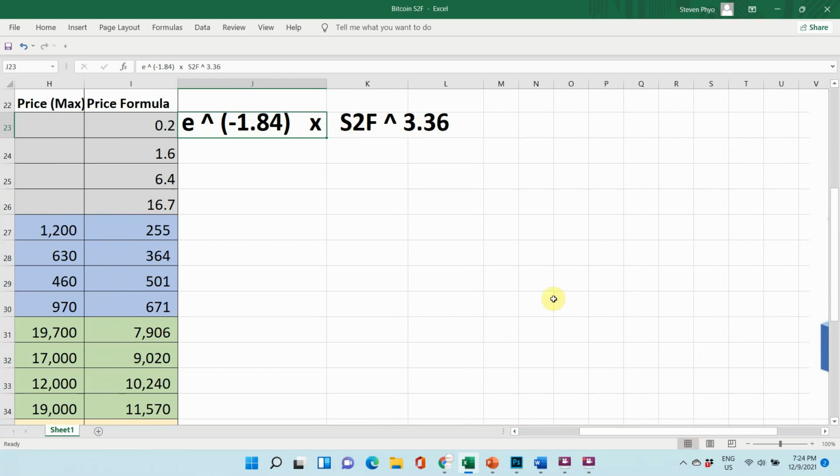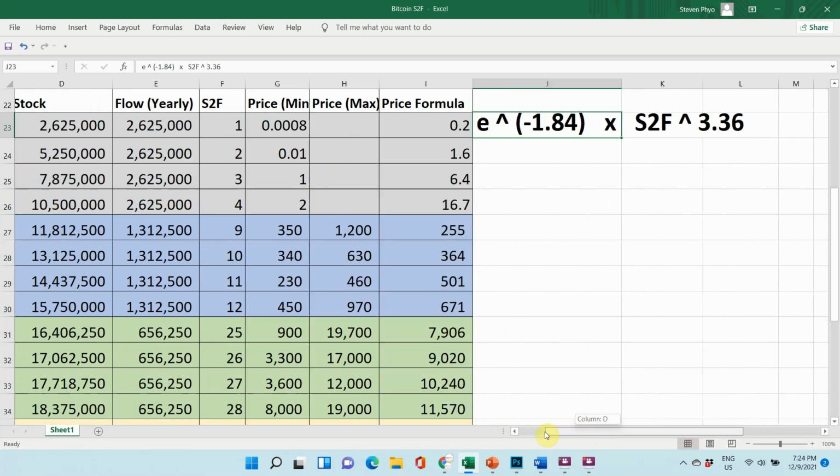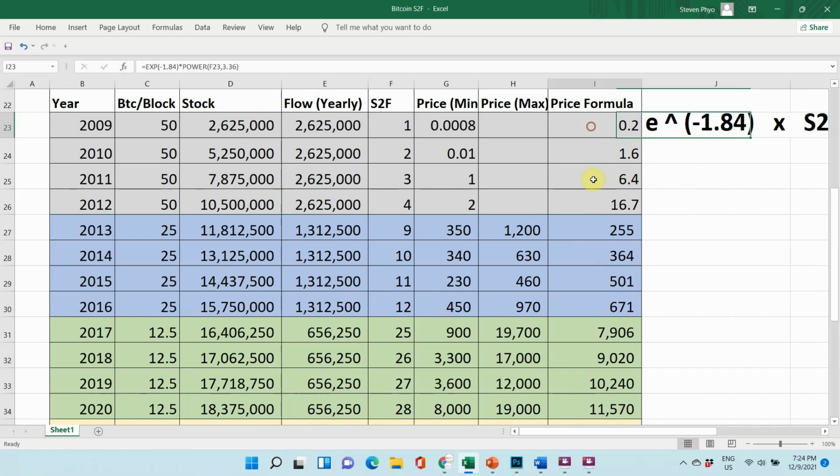If we replace the S2F value in that equation for each year, the formula price is very close to the actual price. So, we created the Excel formula to be replaced easily by S2F in this column. In 2016, if we replace S2F value 12 in the equation, the formula price becomes 671. It is between the minimum and maximum of the actual price.